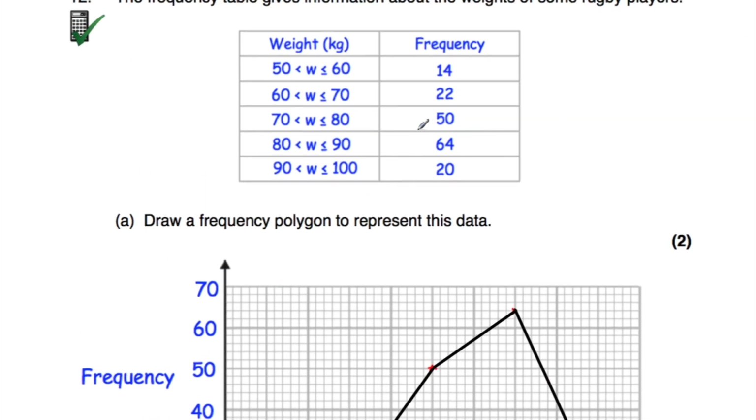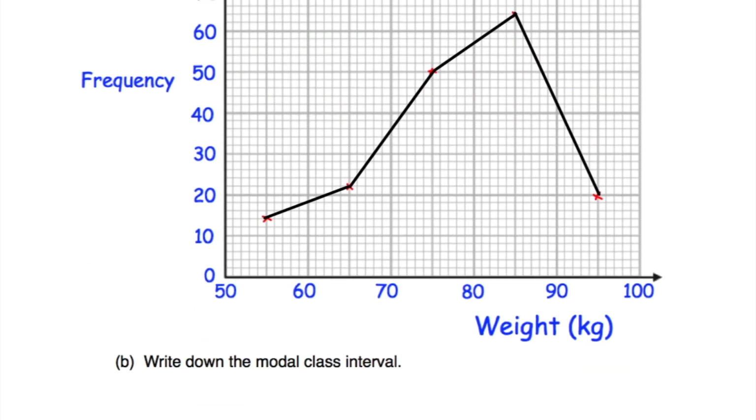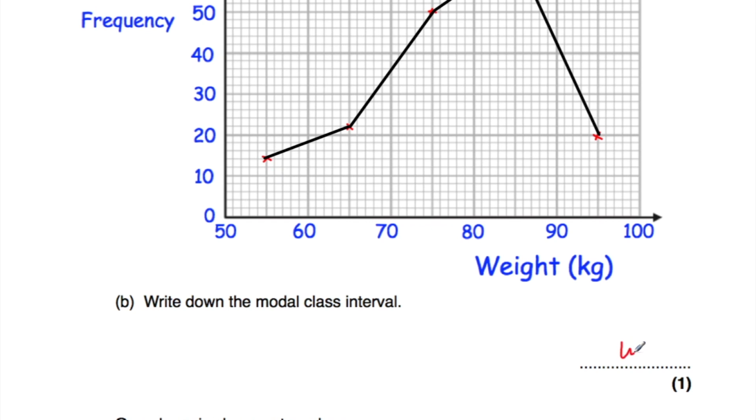Alternatively, I probably would just go up to the table and look which one has the highest frequency. So as you can see here, 64 is the highest frequency. So the modal class interval would be that. So let's write that down. So the weight is bigger than 80 kilograms but less than or equal to 90 kilograms.